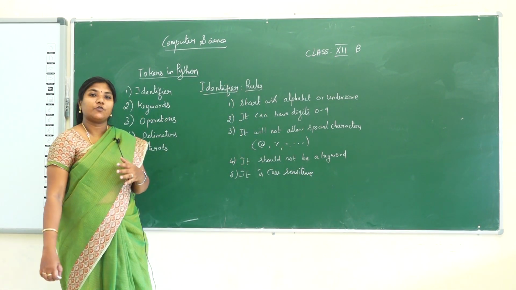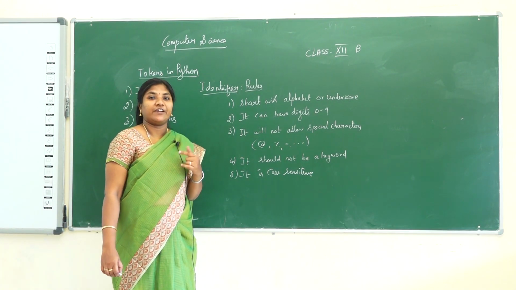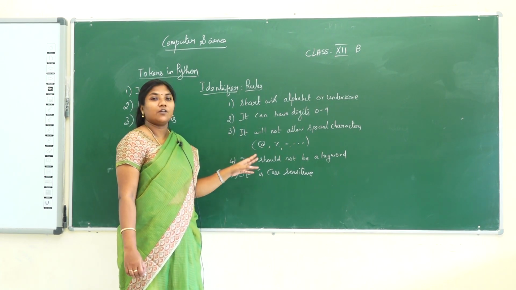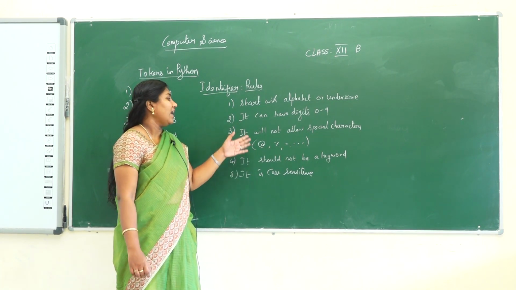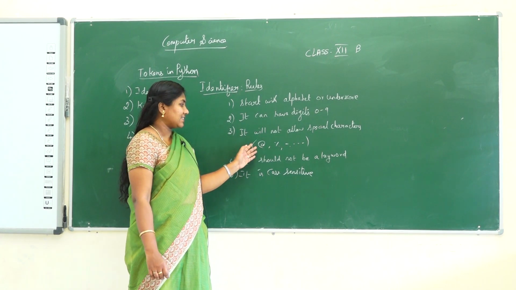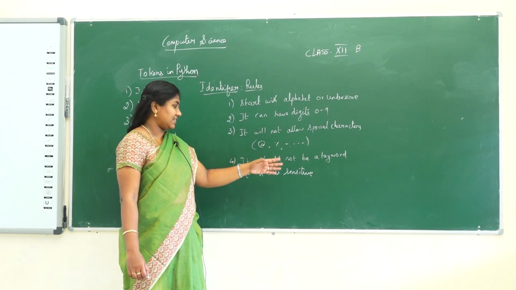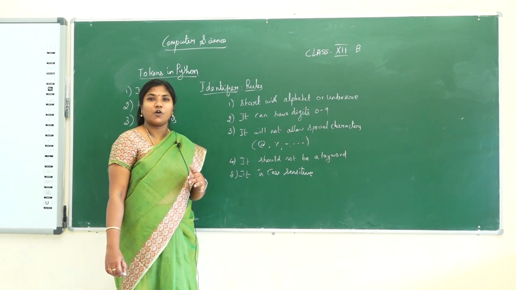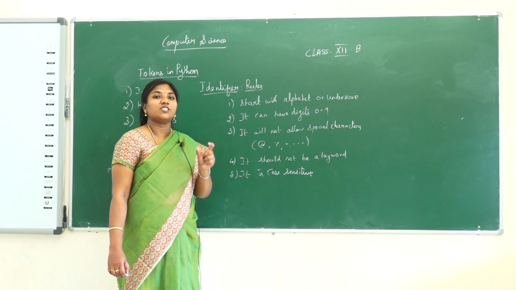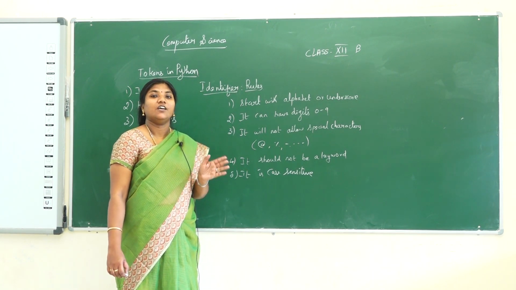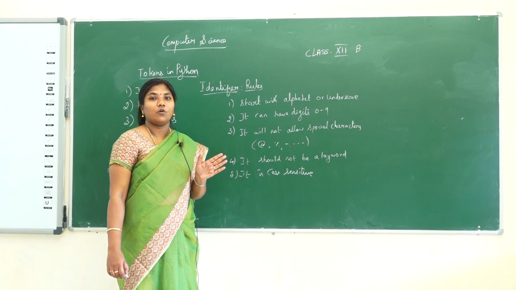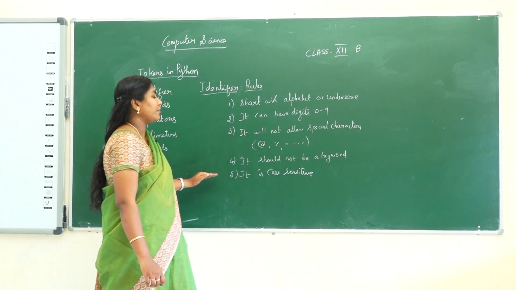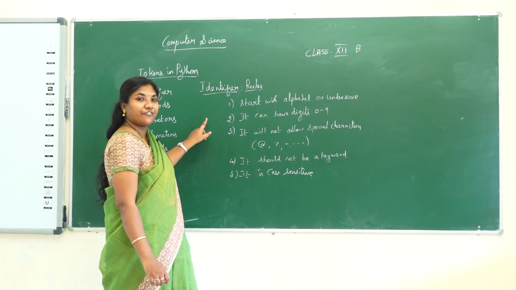So these are the rules. You must keep them in mind while you are framing your identifier. First, it should start with an alphabet or an underscore. Second, it can have digits from 0 to 9, and it will not allow special characters like the at symbol, percentage and hyphen. Fourth, it should not be a keyword. And fifth, it is case sensitive. What do we mean by case sensitive? If the name is given in small letters, it must be specified with small letters. If it is given in capital letters, it will allow only capital letters. You have to be very thorough when you are framing an identifier.